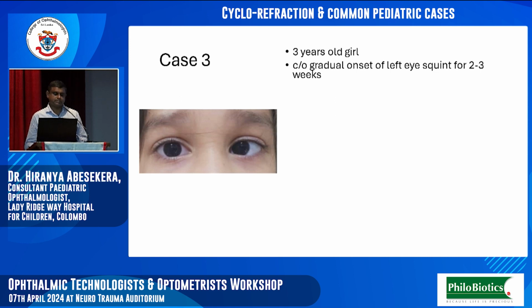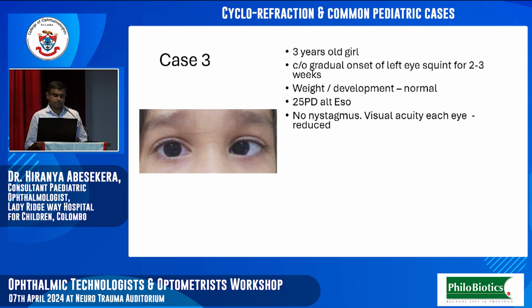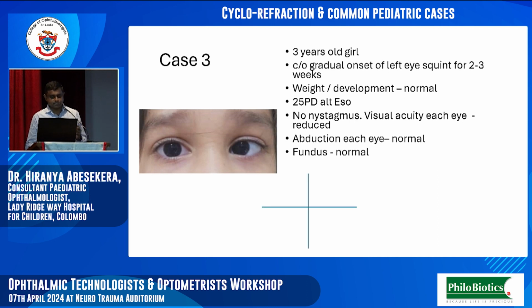Another familiar case, a 3-year-old girl. This is just for completion of this talk. So this is a more gradual onset. Sorry, this is not weeks, this is months. Another neurologically normal child, about 20 prism diopters, alternating esotropia, no nystagmus, but the visual acuity is reduced. Again, there's no sixth nerve palsy, fundus is normal. When you do cycloplegic refraction, there is hypermetropia, obviously. For a 3-year-old, this hypermetropia is definitely too much.